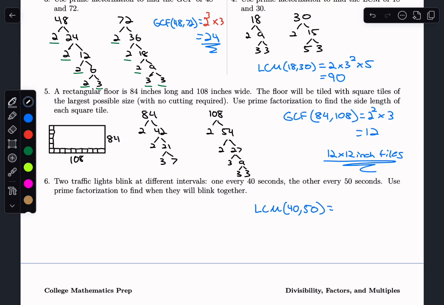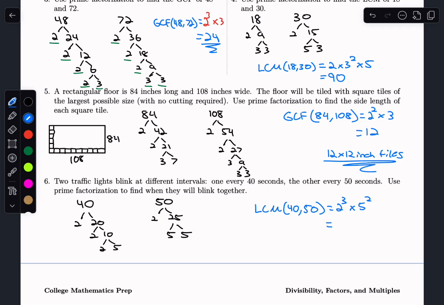Just like before, we're going to break down the two numbers. 40 is 2 times 20, 20 is 2 times 10, and 10 is 2 times 5. If I do the same thing for 50, we have 2 times 25, and then 25 is 5 times 5. So when we find the LCM, we want the biggest number of 2's we can grab. 40 has three 2's, so I'm going to bring three 2's. And 50 has two 5's, so I'm going to bring two 5's, 5 to the power 2. But those are the only prime factors I can bring with me. No other numbers there.